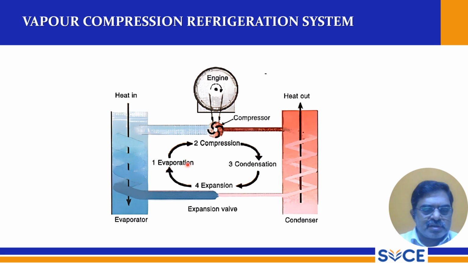And the evaporator is the refrigeration space where the heat in is taking place, and the heat out is taking place in the condenser element of the refrigeration system. So this is a simple refrigeration system.